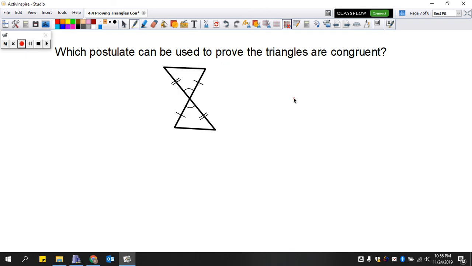All right. Which postulate can be used to prove the triangles are congruent? Well, you have two sides, and then these angles here are vertical angles, and so they're congruent. So we can show that these are side angle side, because we have the two sides and the angle that's between the two sides. That's how you can prove that those two triangles are congruent.